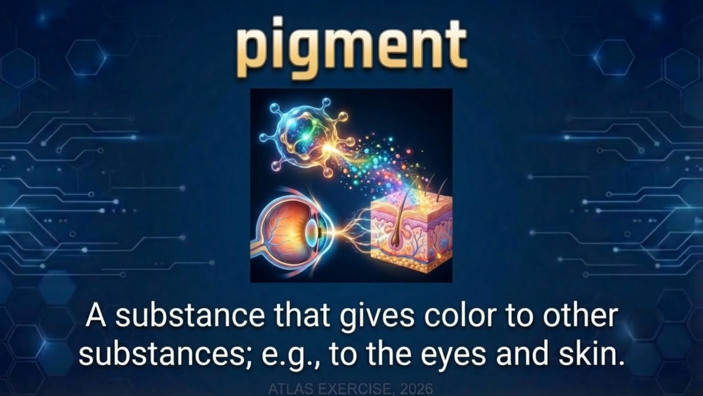Pigment. Definition: a substance that gives color to tissues. Examples: melanin, skin color, hemoglobin, red blood cells. Facts: melanin protects the skin from ultraviolet radiation. People of African descent generally have higher melanin levels, which provides stronger natural protection against sun damage.